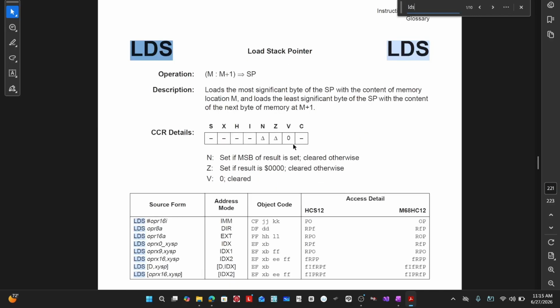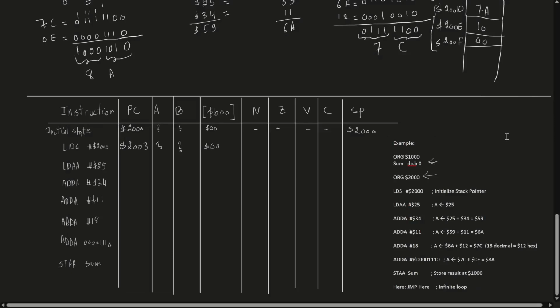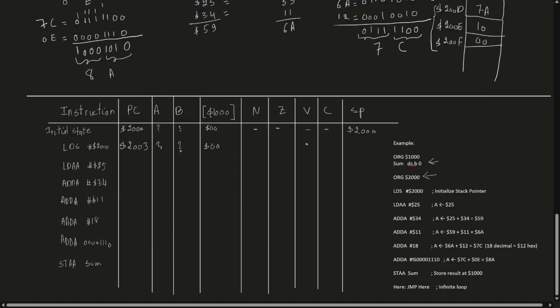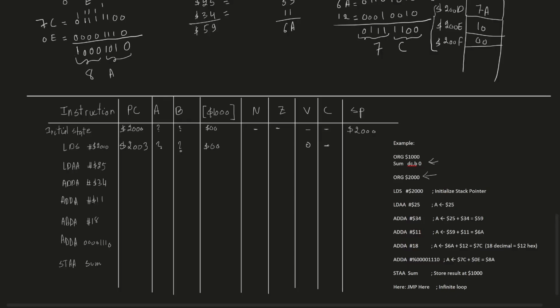So basically the two flags that we need to figure out are the N and the Z flag, and then we can fill the V and the C flags. So going back here, from LDS, the V flag will be cleared, and then the C flag will be carried from the previous instruction, but we don't know it, so I'm just going to put a dash. And the stack pointer is always pointing to the top of the stack. So this will be 2000 all the way. We're not going to worry about it.